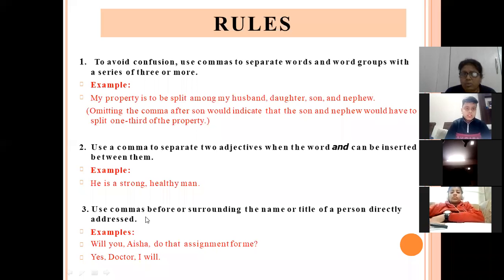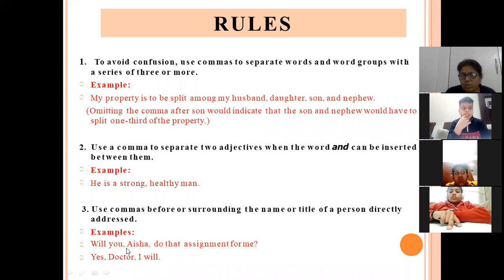Third point is saying use commas before or surrounding the name or title of a person directly addressed. If you are addressing, like here, you are addressing Aisha. So how will you write? Will you, comma, Aisha, do that assignment for me? Directly you are addressing. Here, yes, comma, doctor, I will. So when you are directly addressing a person, you can just insert a comma. Okay. Let's see the next rule.